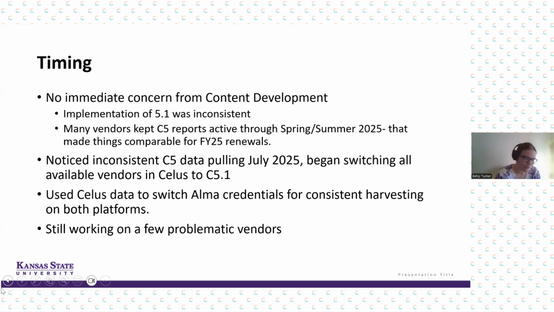And so it was important to make sure that both were running consistently. At this point, we're still working on a few problematic vendors. I think our percentage is about the same as UCF's. We have 114 vendors and 95 of them are running 5.1 at this point. But there are still vendors who either haven't switched to 5.1, have switched to 5.1 but it's not working correctly, or CELUS's metadata says they've switched, but I can't find any evidence that they have. So hopefully in the next year, we'll have about as full of a conversion as we can expect.